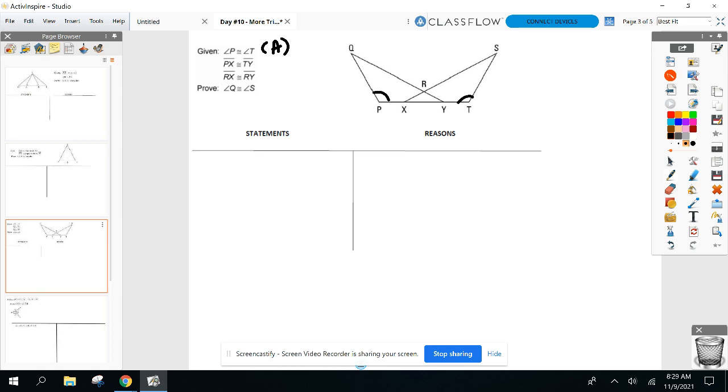So how do I get those two overlapping triangles congruent? I do have a pair of angles. I have PX congruent to TY. So Grace, you just said XY congruent to itself, right? Yeah. And then addition, substitution. All right, I'm just making sure we're good there. Then I have RX congruent to RY.